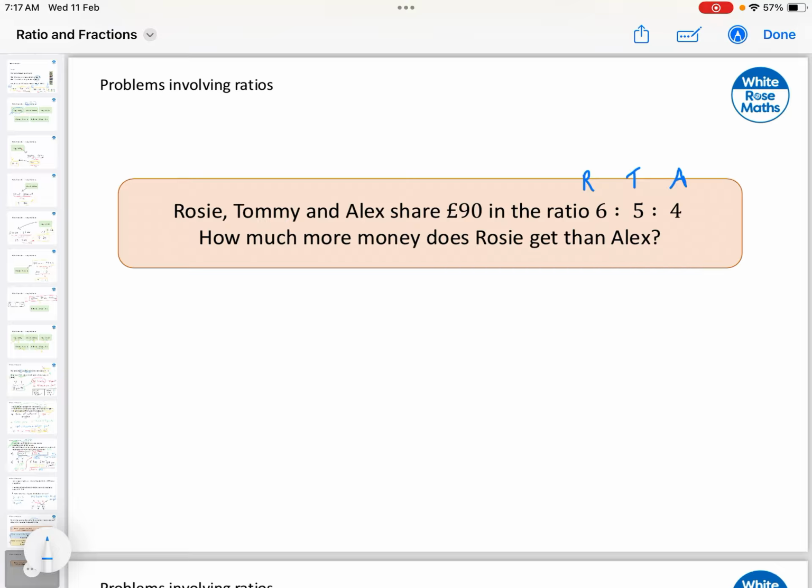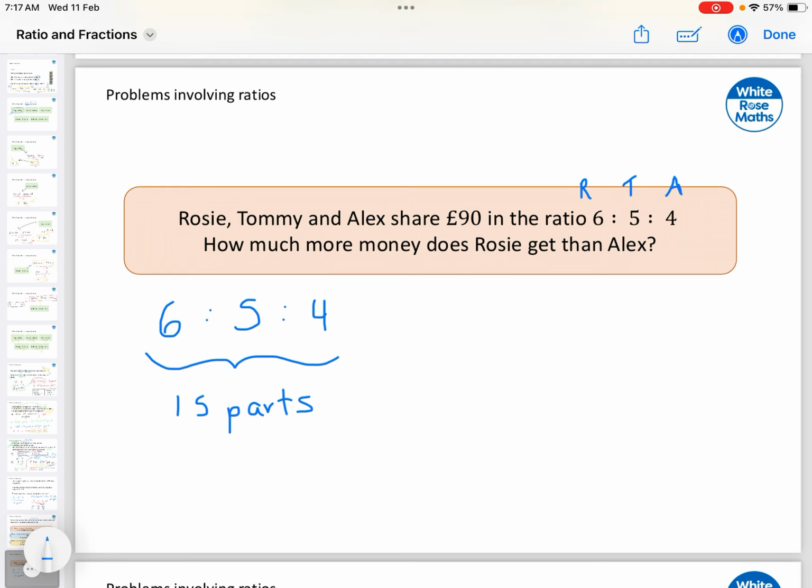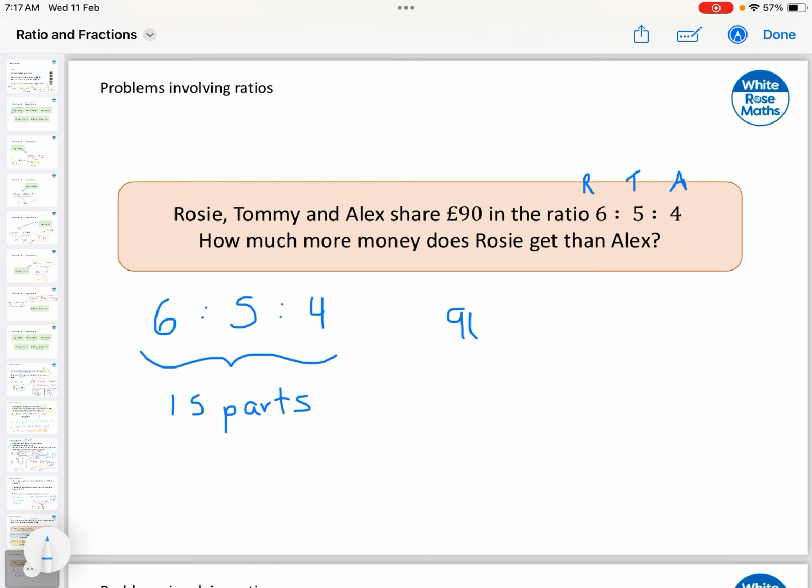So before even you start, you have to take note that if this is the ratio 6:5:4, then between all of them, what we have is 15 parts. 6 plus 5 plus 4 is 15 parts, and we are making a division of 90 pounds between those 15.